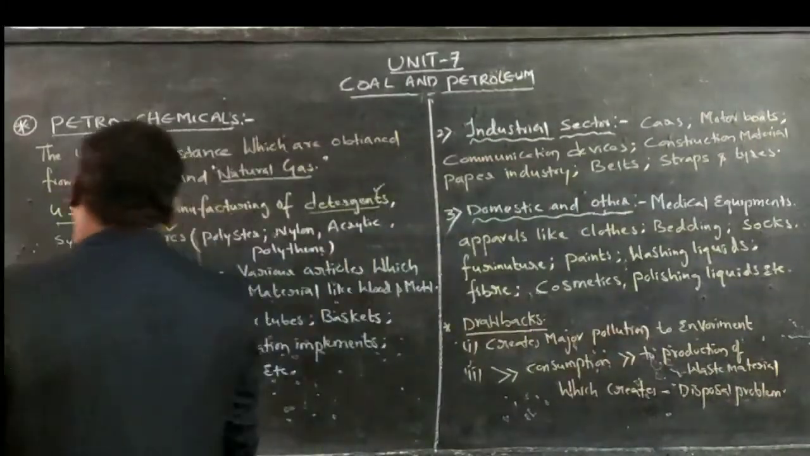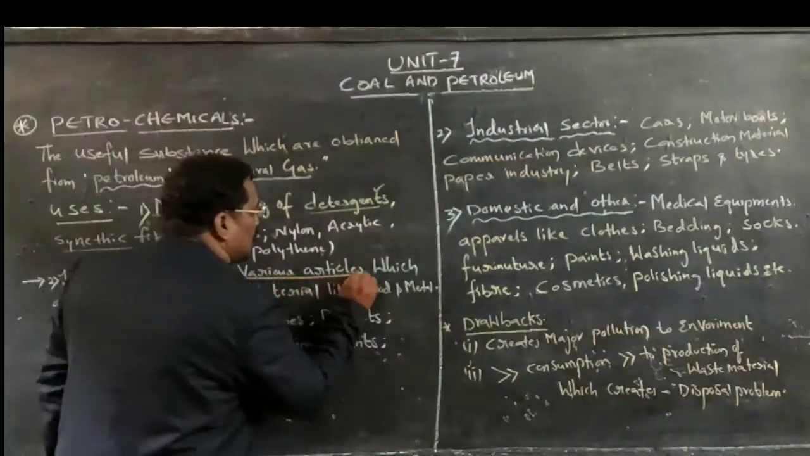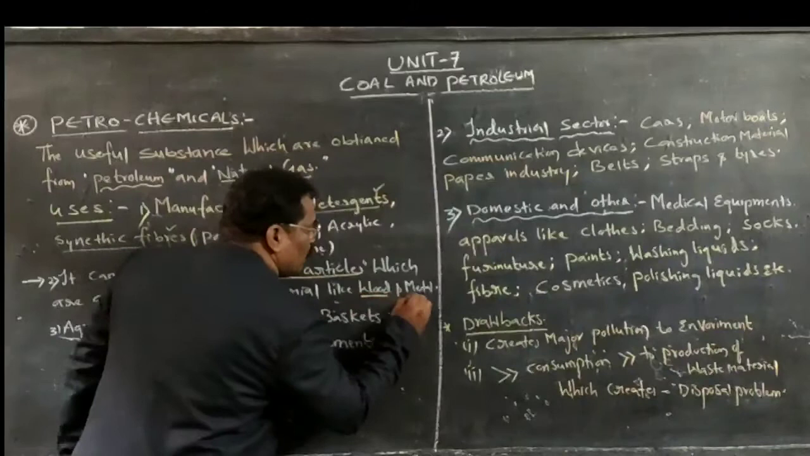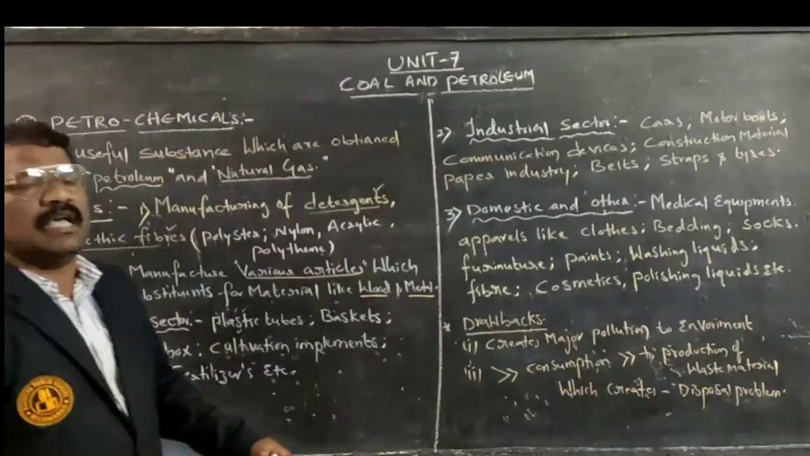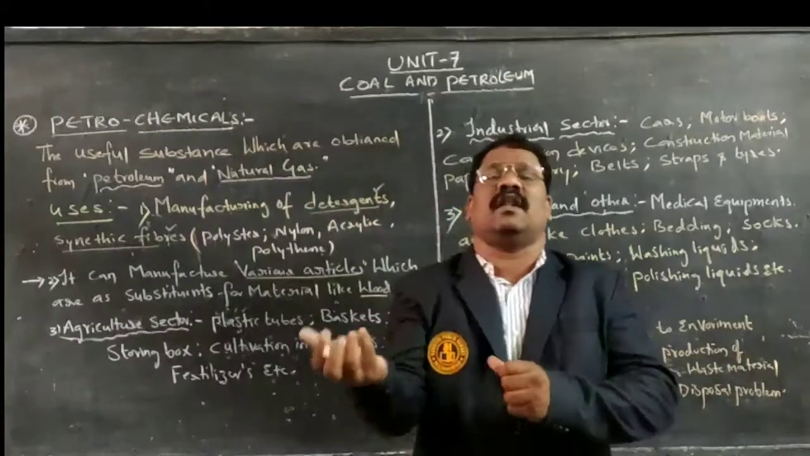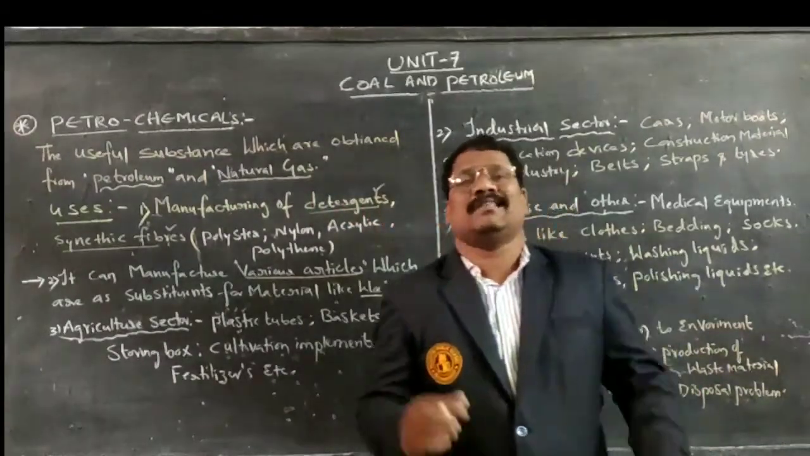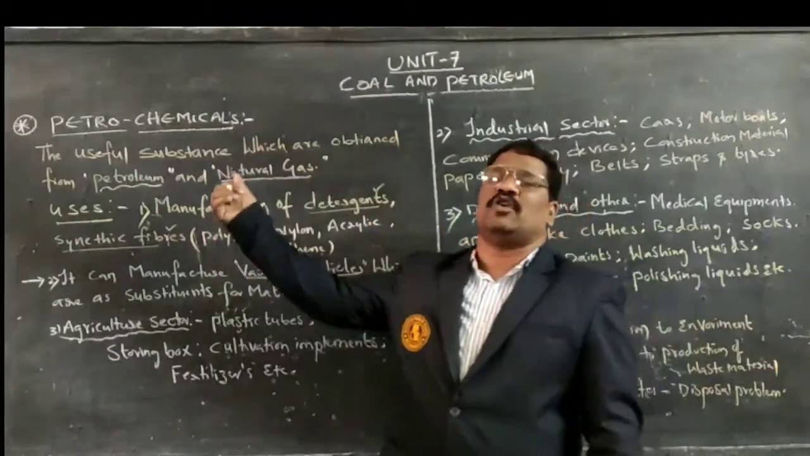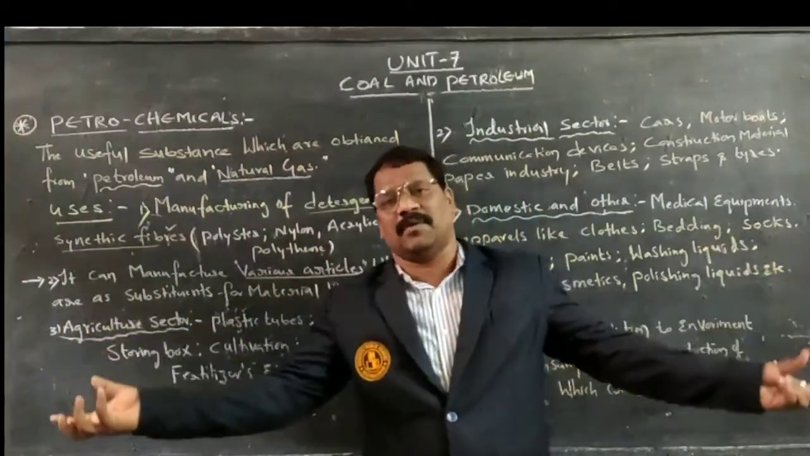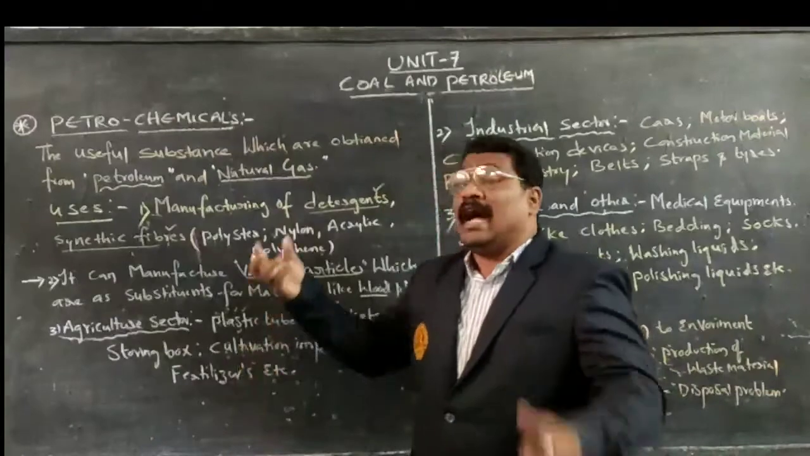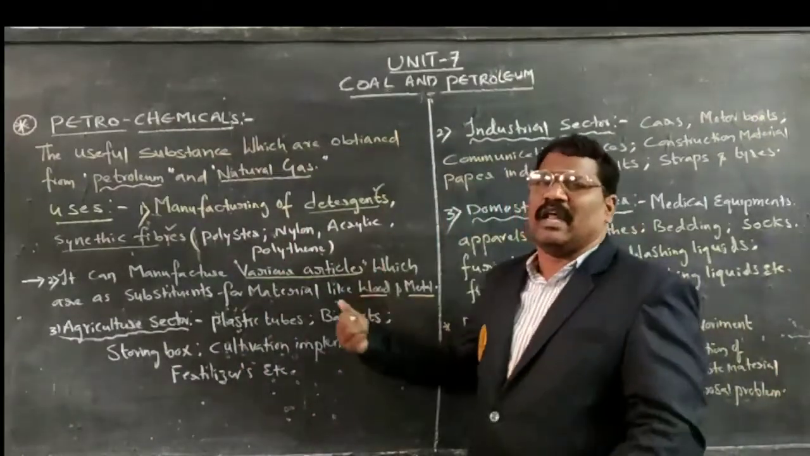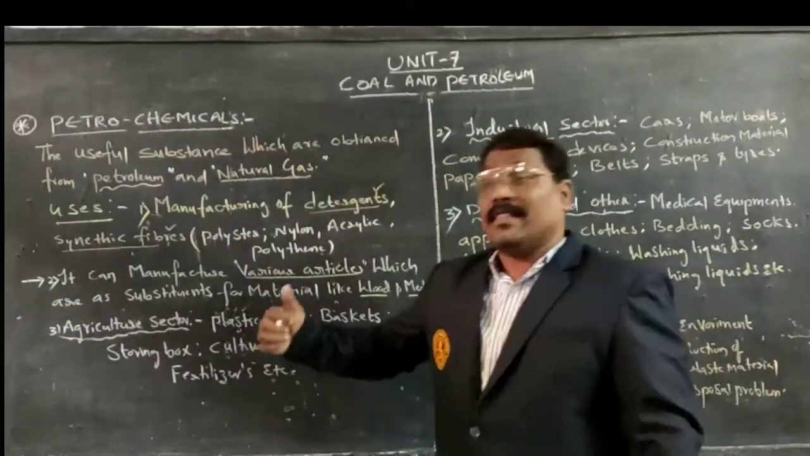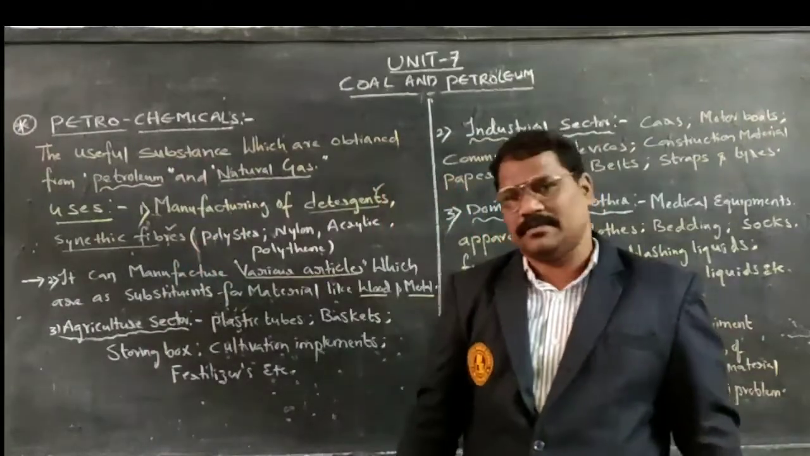The second use is that they can be used for manufacturing various articles which can be substitutes for materials like wood and metal. In olden days, all articles were prepared from wood as well as metal. But nowadays, as science and technology have gradually developed, various articles are prepared by using petrochemical substances. Wood and metallic substances are given least priority compared to petrochemical products.